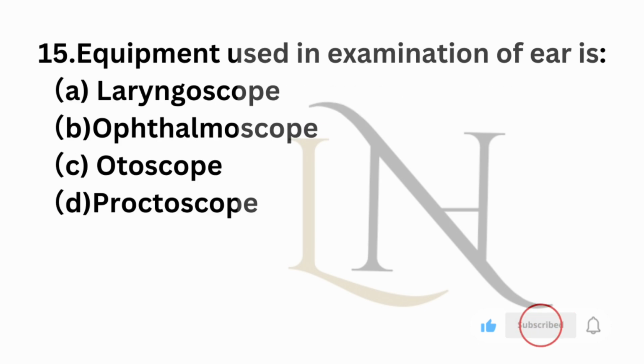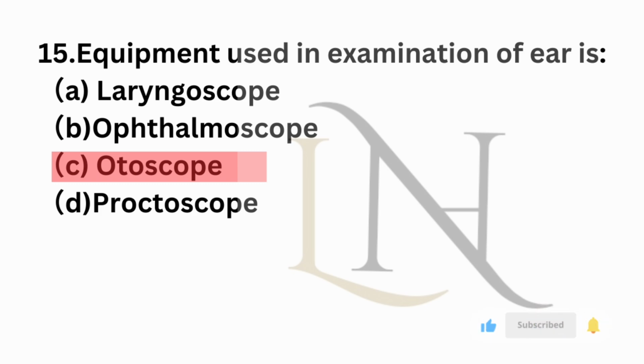Next question. Equipment used in examination of the ear is: option A, laryngoscope; option B, ophthalmoscope; option C, otoscope; option D, proctoscope. Correct answer: option C, otoscope. The laryngoscope is used for visualization of the vocal cords and for placement of the ETT during intubation into the trachea under direct vision.